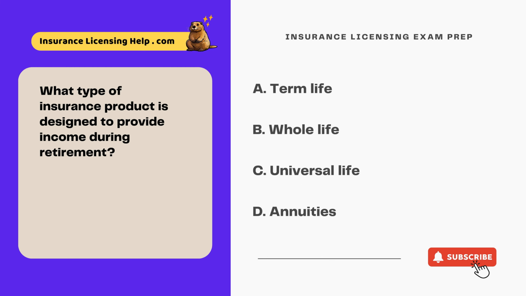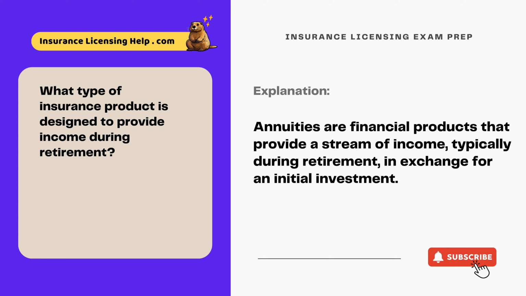What type of insurance product is designed to provide income during retirement? A, term life. B, whole life. C, universal life. D, annuities. The correct answer is D, annuities. Annuities are financial products that provide a stream of income, typically during retirement, in exchange for an initial investment.